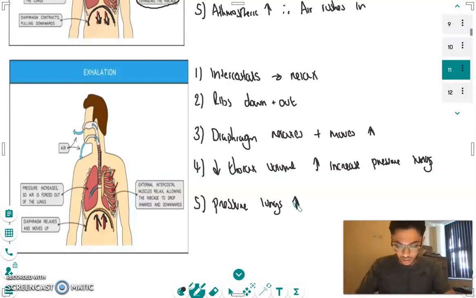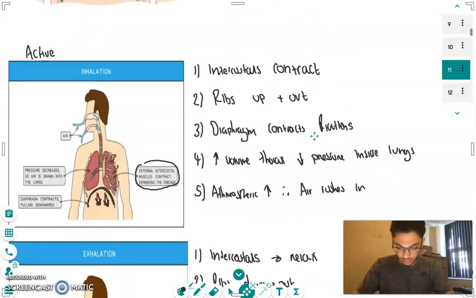Just to quickly summarize: intercostal muscles relax, the ribs move down and out, the diaphragm muscle relaxes and it domes and moves up. Both of these actions decrease the volume of the thorax and increase the pressure in the lungs. Because the pressure inside the lungs is now higher than atmospheric pressure, it forces the air out. So that is essentially the entire process of ventilation and how it occurs.